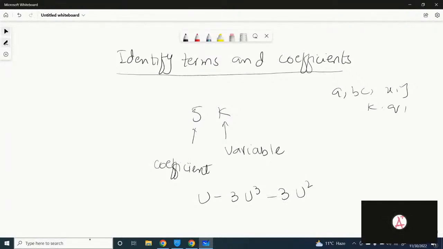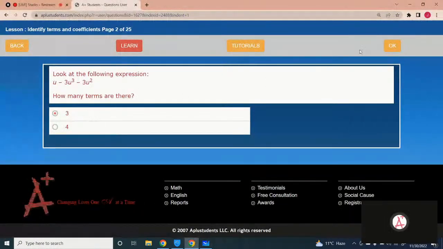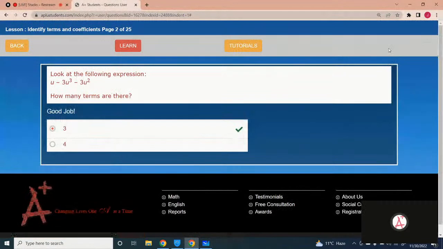So we have three terms, 1, 2, and 3. Any combination of the coefficient and variables combined together with a mathematical operation are the terms. So here you have three terms, 1, 2, 3. You have three terms combined together with the negative sign, so the total terms are 3. So select the correct option and click on the OK button.